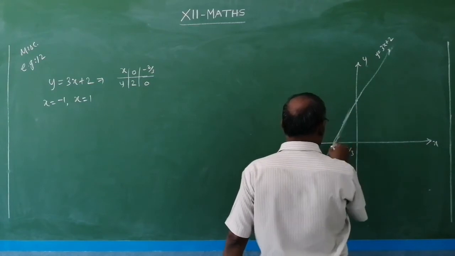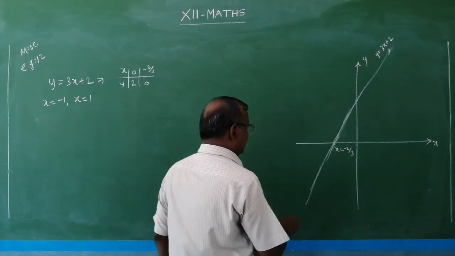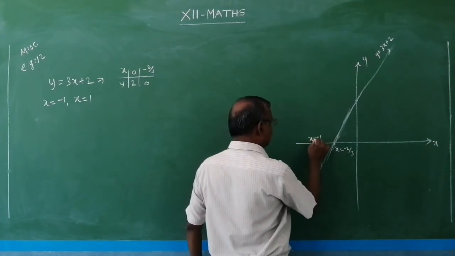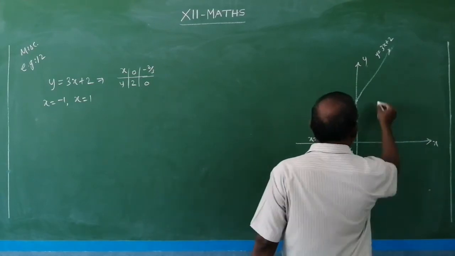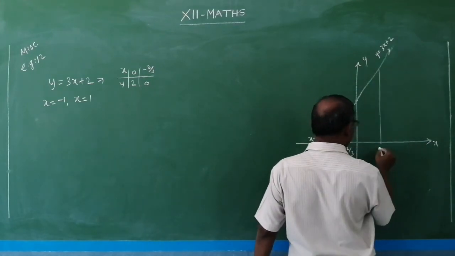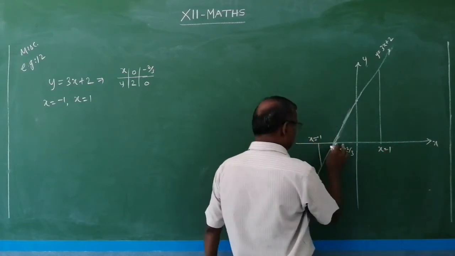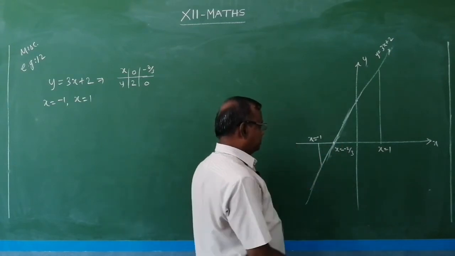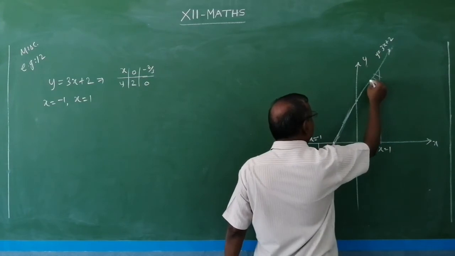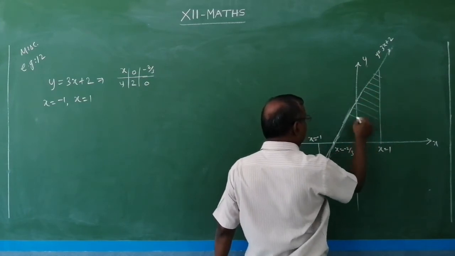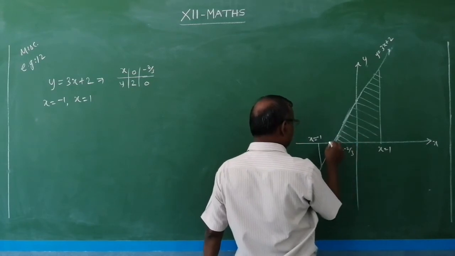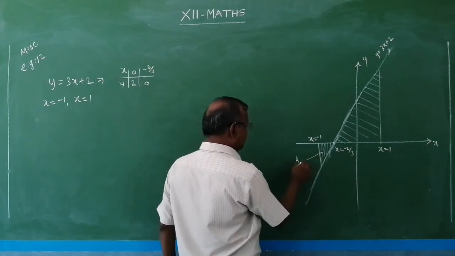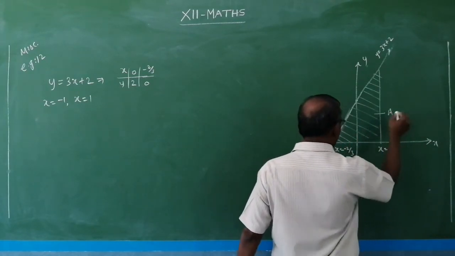Now compute the area. Say this is x equal to -1 and this is x equal to 1. x equal to -1 is lower than minus 2 by 3. And there are 2 parts. One is left of x equal to minus 2 by 3, another one is right of minus 2 by 3. So as usual we put A1 and A2. Two different regions. One is A1, the other one is A2.